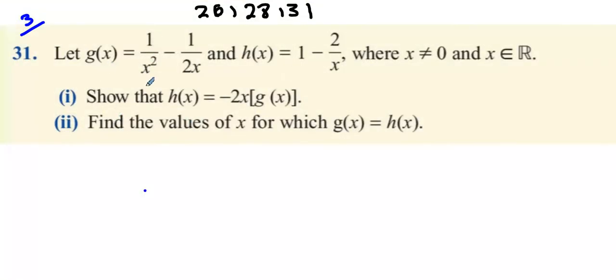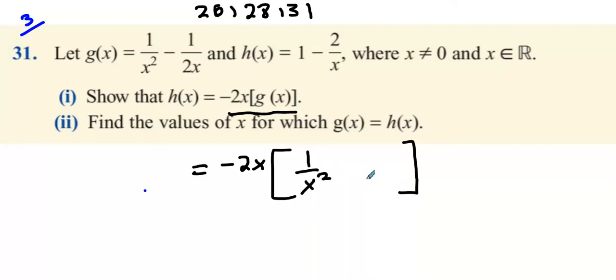Let g of x equal 1 over x squared minus 1 over 2x, and h of x equal this. Show that h of x equals minus 2x times g of x. Look at this part here. Minus 2x multiplied by g of x. What's g of x? What is g of x? 1 over x squared minus 1 over 2x. Okay. You have to multiply each one by minus 2x. So what do we get here?